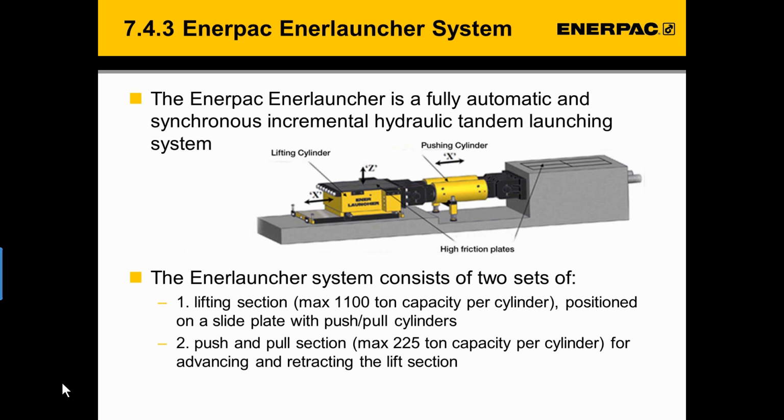Next on our list of bridge construction solutions we find the Enerlauncher system. The Enerlauncher is a tandem launching system with 2 units. Each unit consists of a lifting section on a slide plate with push and pull cylinders with a maximum capacity of 1,100 metric ton per cylinder, and a push and pull section for advancing and retracting the lift section. Here the max capacity is 225 metric ton per cylinder.